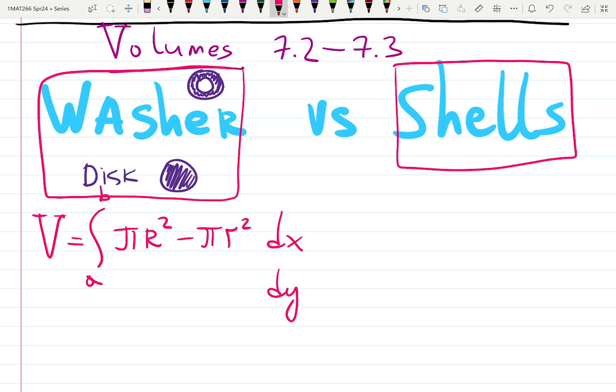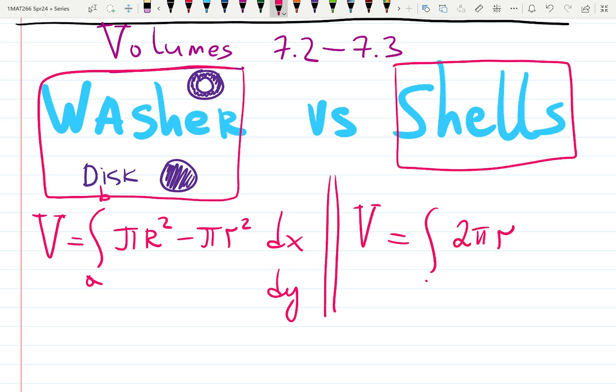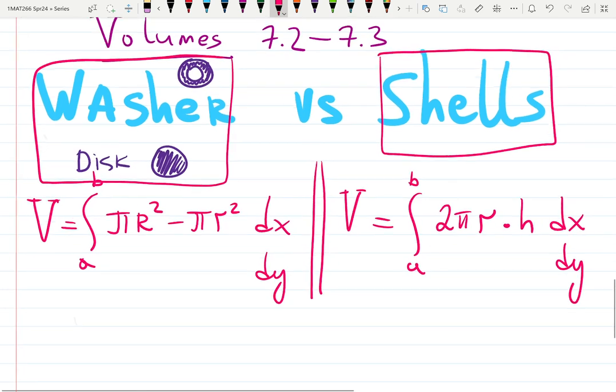Pi r squared minus pi r squared versus the shell method gives you a different formula, because now we're unfolding it. So it is 2 pi r and h, and also dx or dy from A to B or C to D. Here you go. Know both formulas.